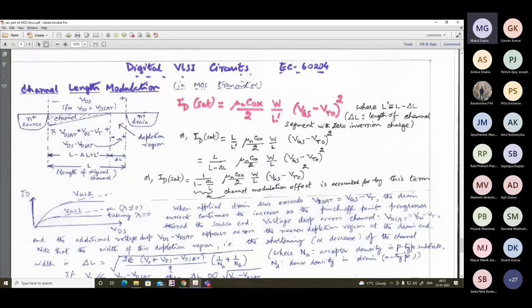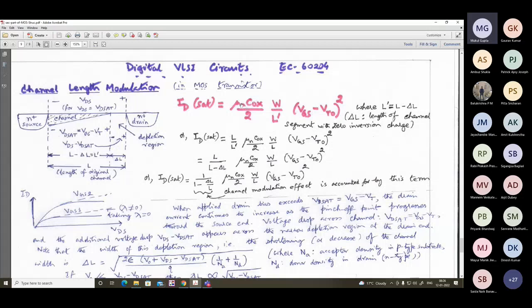Now, in general, the channel becomes tapered towards the drain. It is due to the reverse biasing effect of the channel. This you all know. Just we are seeing that the expression for saturation current is this: mu n Cox by 2 W by L prime into VGS minus VT0 whole square.